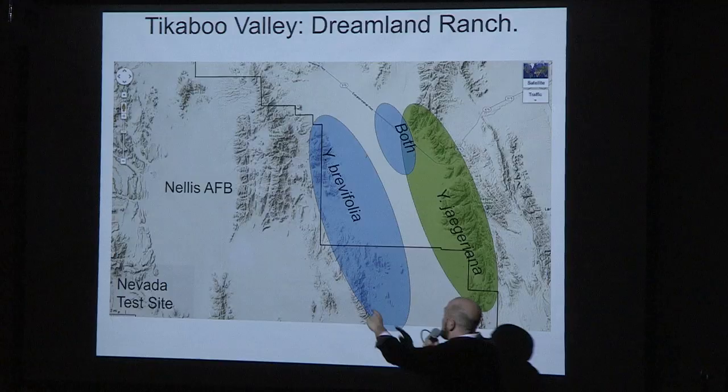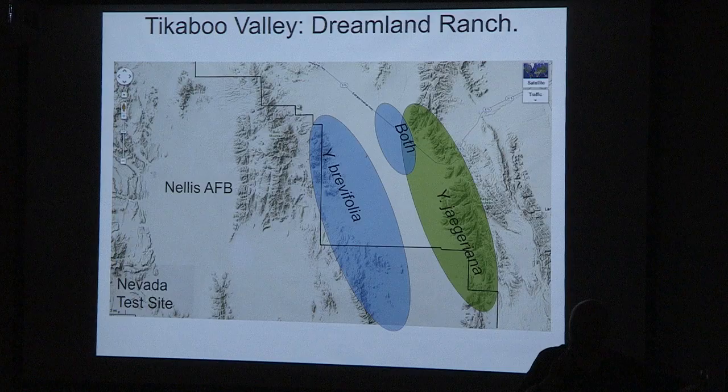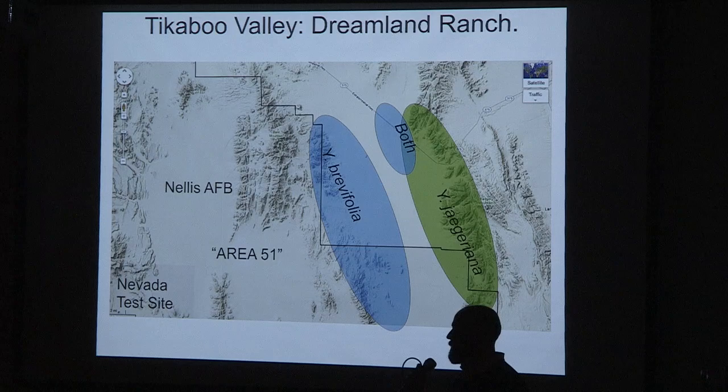And between the Nevada Test Site and the boundary of Nellis Air Force Base, there is a place that officially does not exist. Until a year ago, the government denied that any place existed. And that place is called Area 51. Okay, so there is extensive disagreement about what is happening at Area 51.